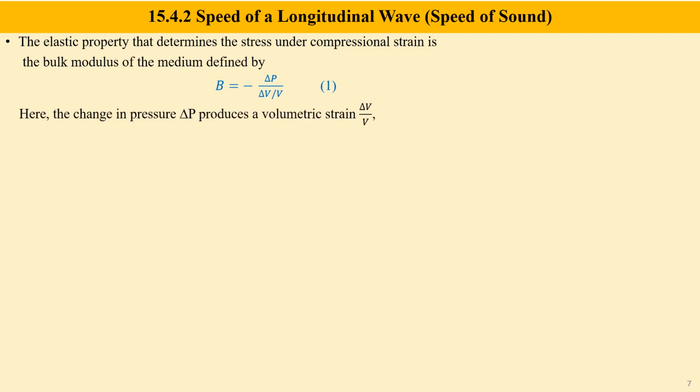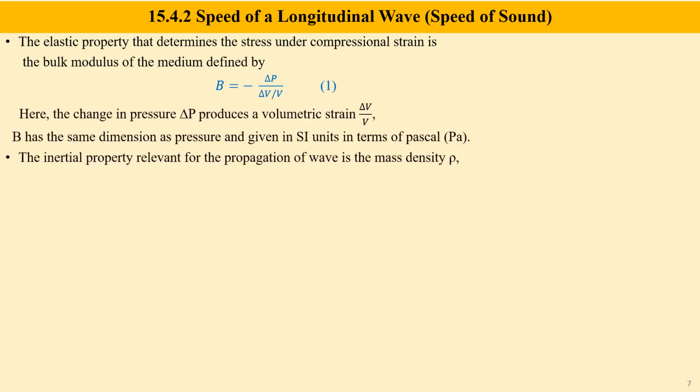The inertial property relevant for the propagation of wave is the mass density rho, whose dimensions are ML to the power of minus 3.